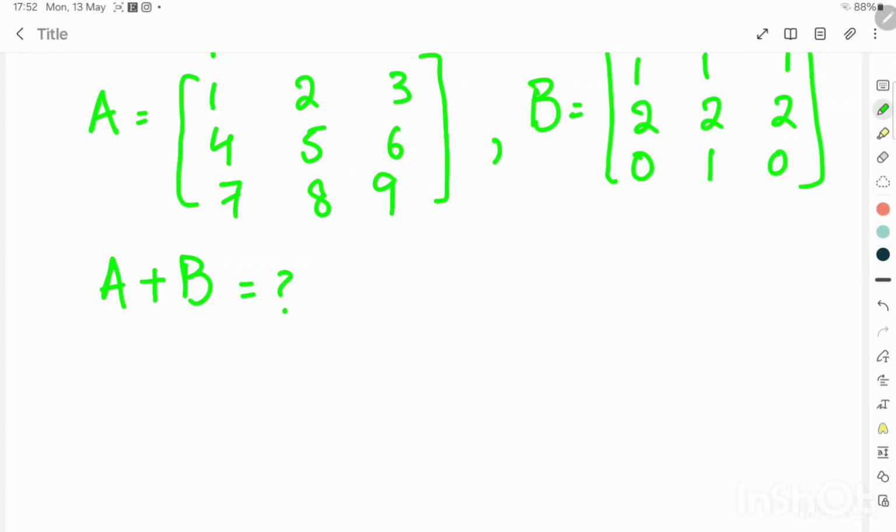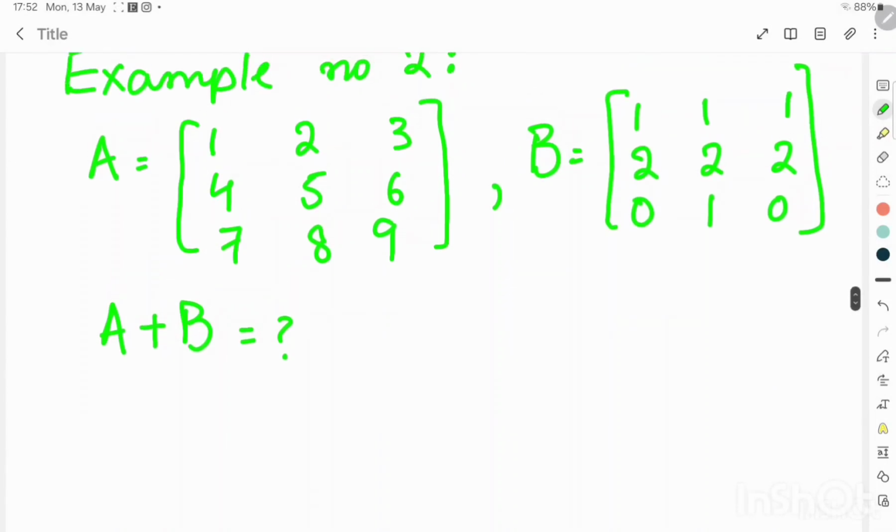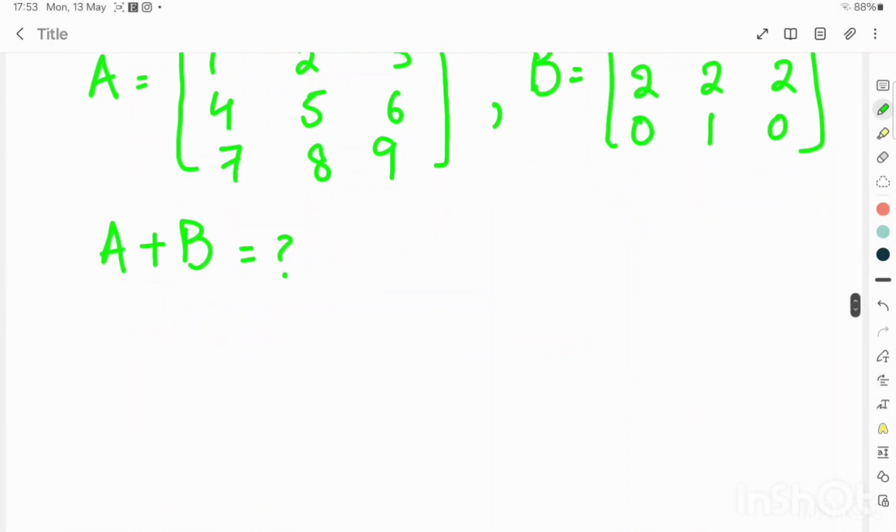Okay, students. As we have to find the addition of both matrices, the first step will be to find the order of both matrices. That is, first we will find the order of A. I will start the answer here.